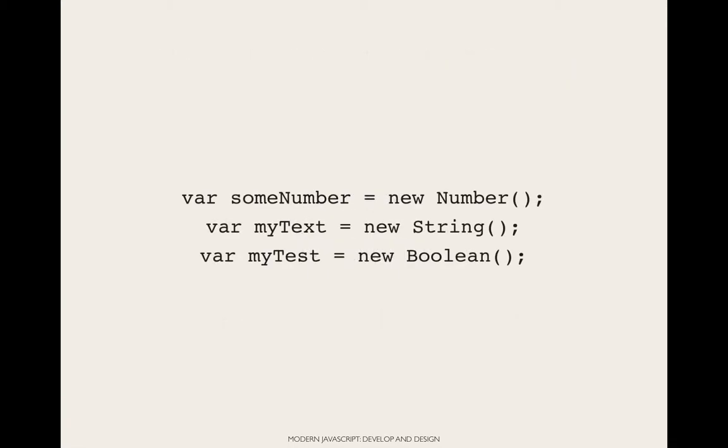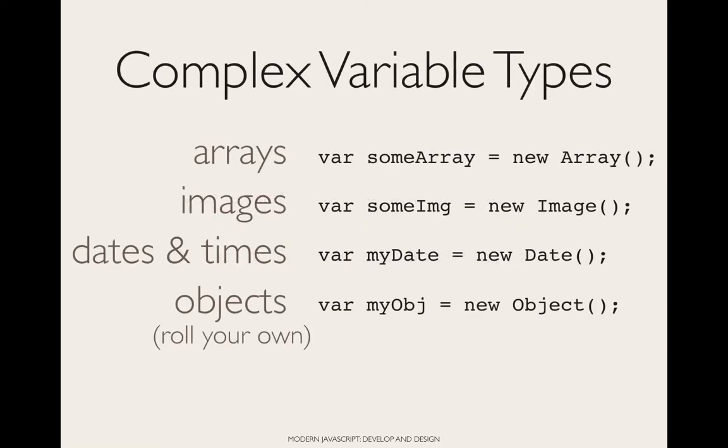As you start getting more sophisticated, there is an official way of creating variables. It's overkill for simple variables, but you would say var someNumber equals new Number, and that would create a new number. But like I said, it's overkill for these simple ones. When we get into more complex variable types, however, it becomes necessary in a lot of cases to use this long notation. It gives some hints to what's to come in JavaScript.